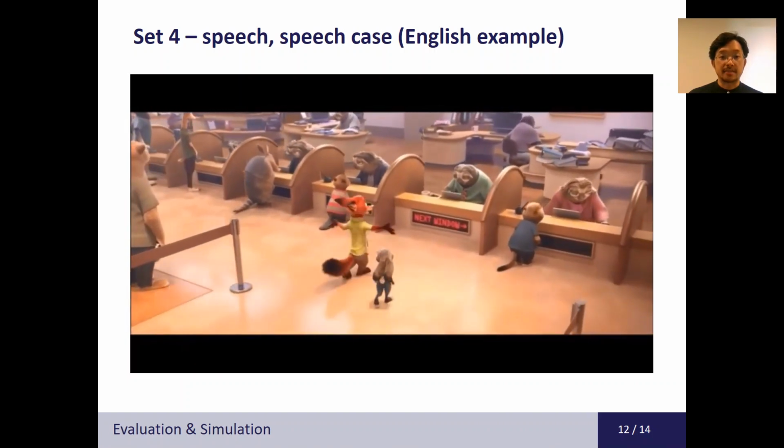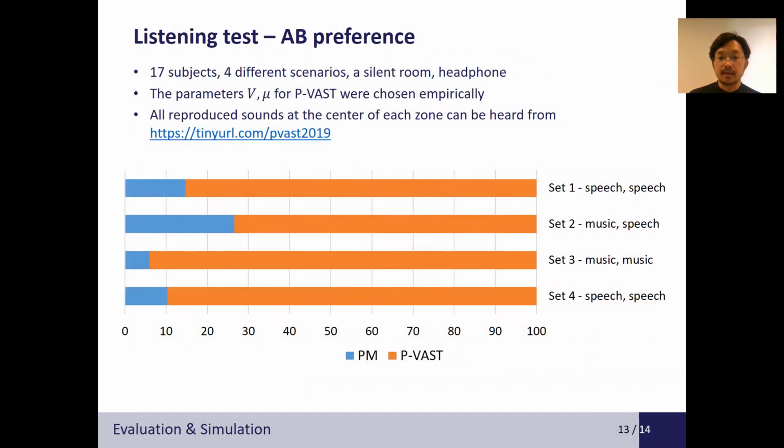We also can expect the same tendency for this example as well. Not only for simulations, but also we conducted A/B preference listening tests with 17 subjects. We had 4 different scenarios, which are speech-speech, music-speech, music-music, and speech-speech. The parameters for all these sets were chosen empirically, and you can find the details in our paper. Also, you can hear all the reproduced sounds from this following link. And from this result, we can clearly see that P-BEST outperforms PM in terms of perception.